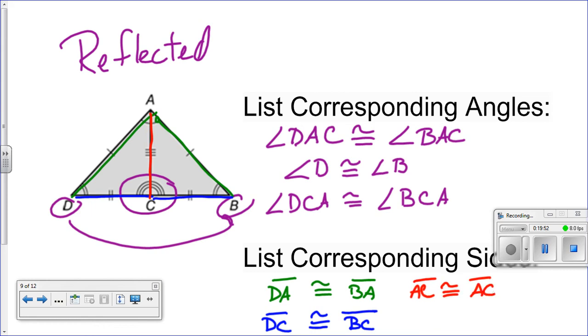Okay, our final statement here is going to be your corresponding triangles. So we're going to say triangle ADC, and you can start with any letter you want here. I just started with A, is congruent to triangle. Now you got to be careful with your order. It's going to have to be A, B, C.